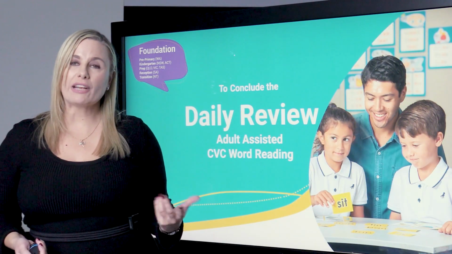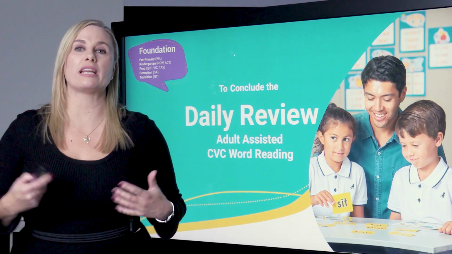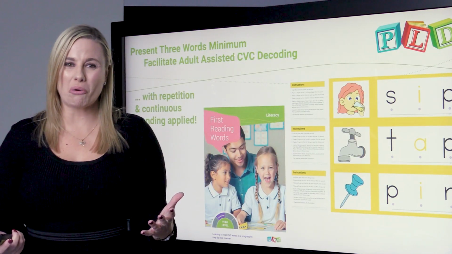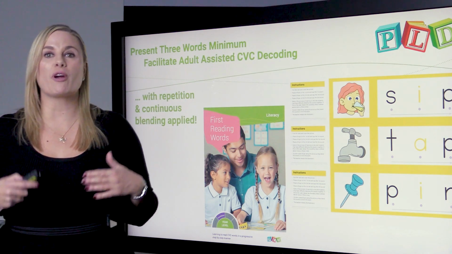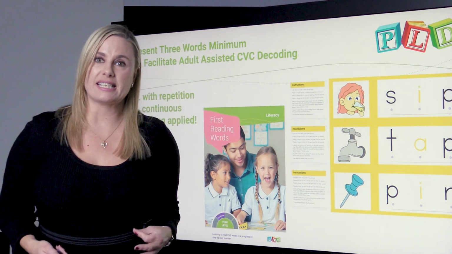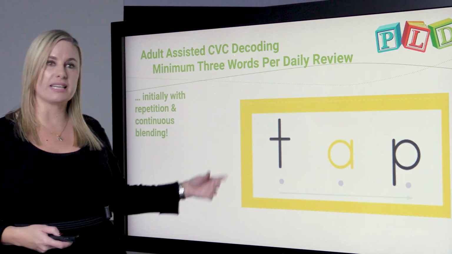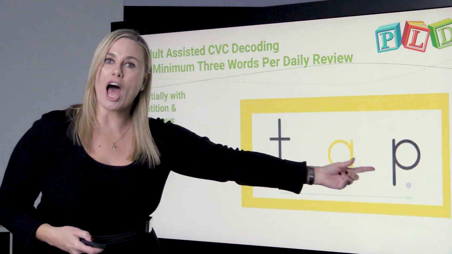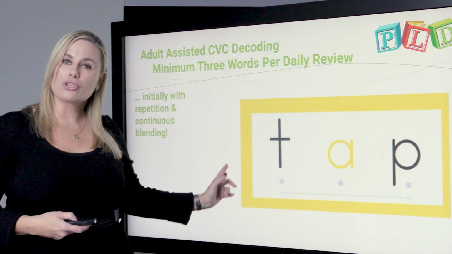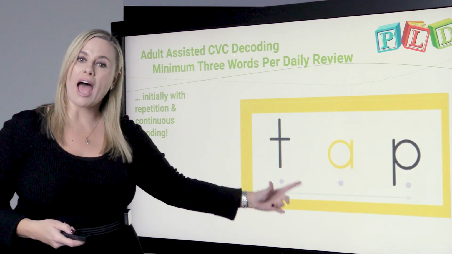To conclude the daily review, we move into adult-assisted CBC word reading practice. So before we wrap up the daily review with the whole class, lots and lots of repetition of continuous blending applied to CBC words. So initially, continuous blending. T, a-p, t, a-p. Push the sounds together. T, a-p.